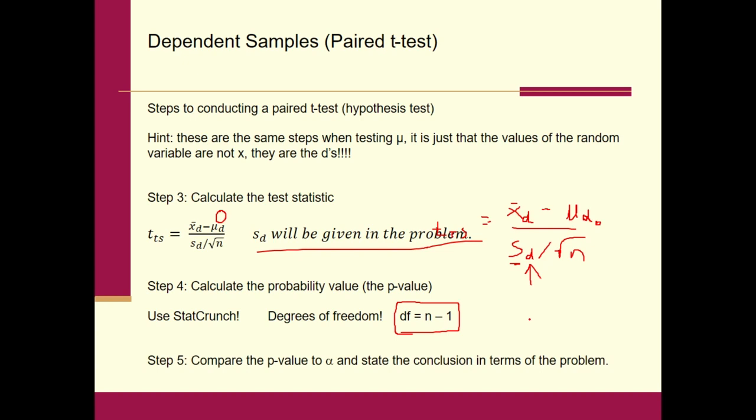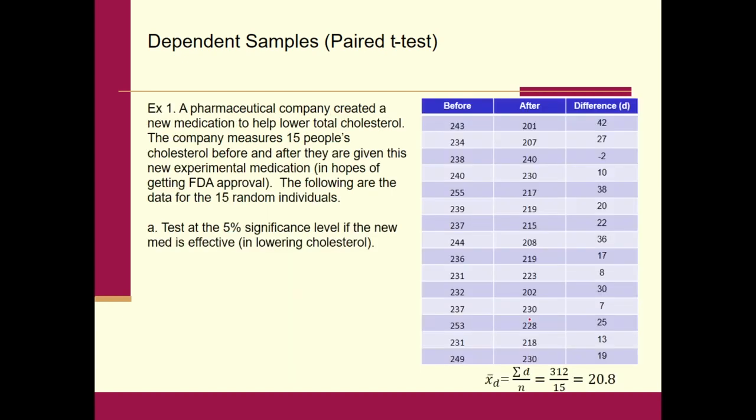Then step 5, compare the p-value to alpha. State your conclusion. Alright, so let's apply this to the problem that we have here. Part A says, test at the 5% significance level if the new medication is effective in lowering cholesterol.